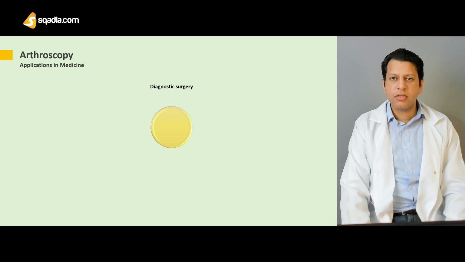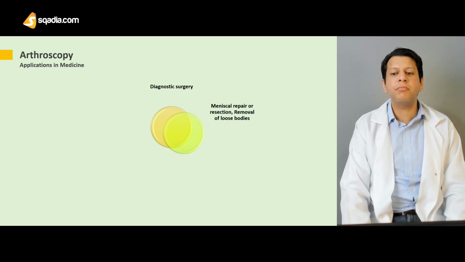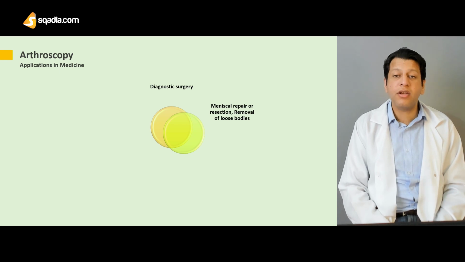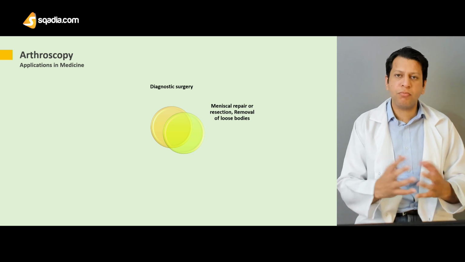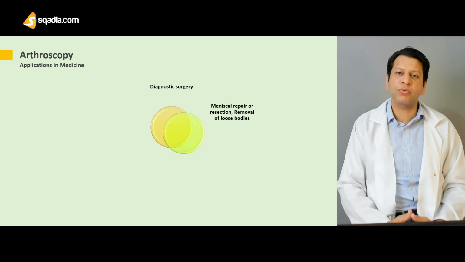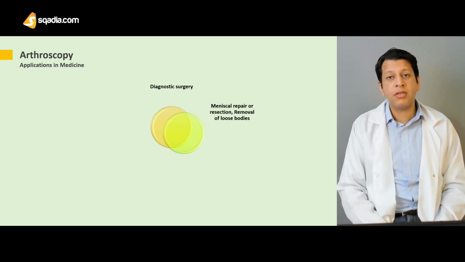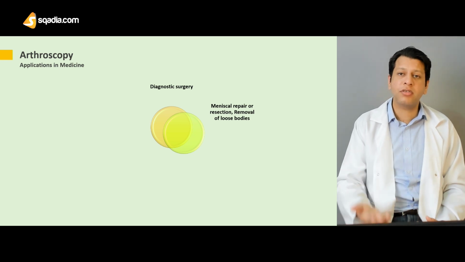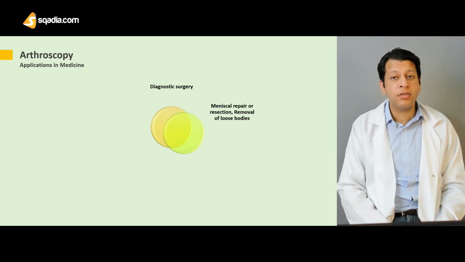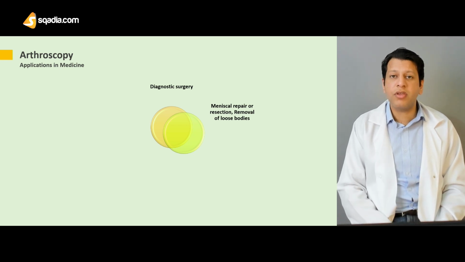Along with diagnostic surgery, another indication for knee arthroscopy is meniscal repair or resection and removal of loose bodies. Now, depending upon whether the problem in the meniscus is in the red-red zone, red-white zone, or white-white zone: if the problem is in the white-white or red-white zone, probably meniscal resection, which could be in the form of a partial or a complete meniscectomy, is a good option. But if the injury is in the red-red zone, then we can go for primary meniscal repair as well.